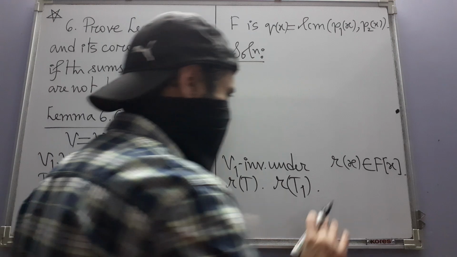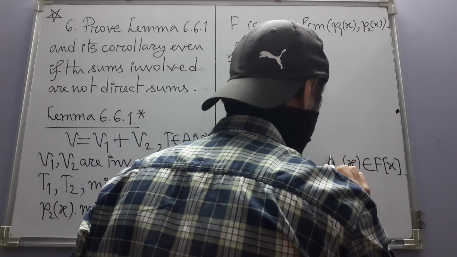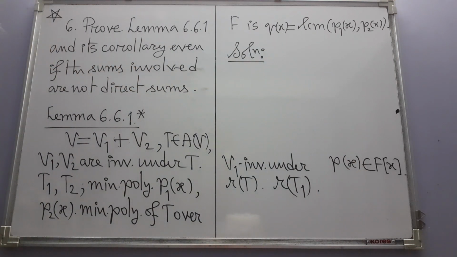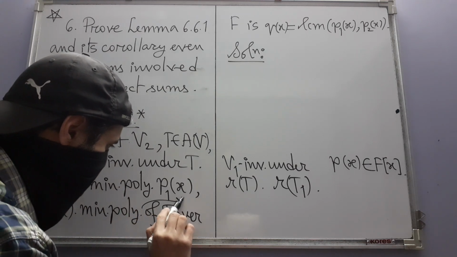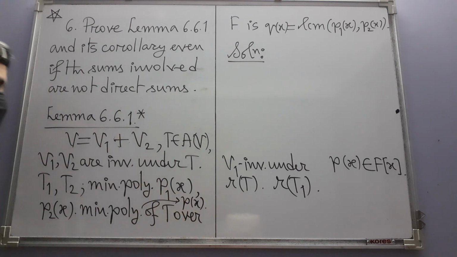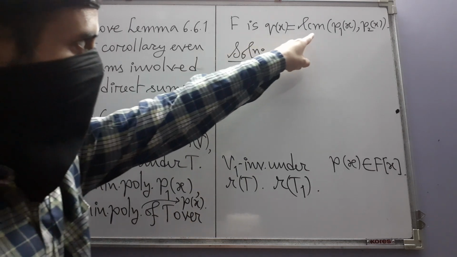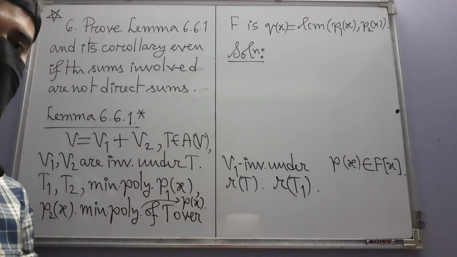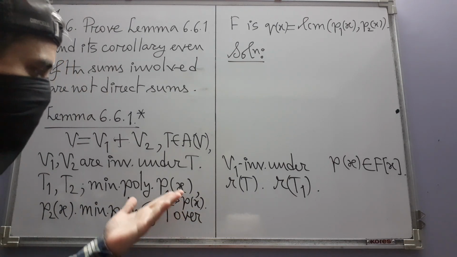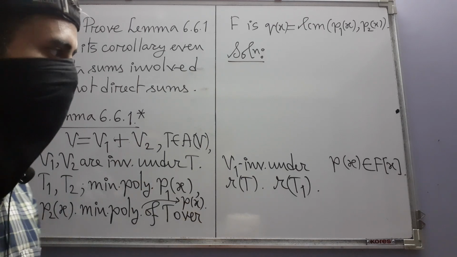Now, let's take a particular R. In place of R, we now take P of x. Actually, what is P of x? I did not write P of x here. P of x is the minimal polynomial of T. Q of x is the LCM of P1 and P2, and P of x is the minimal polynomial of T. The claim is that P of x is equal to Q of x.